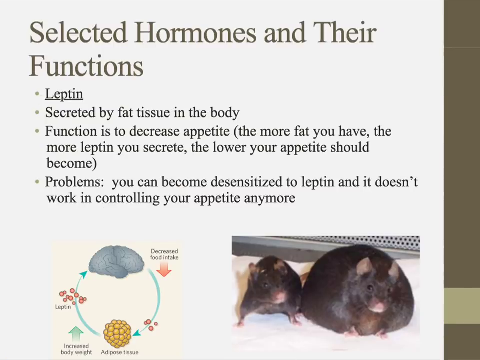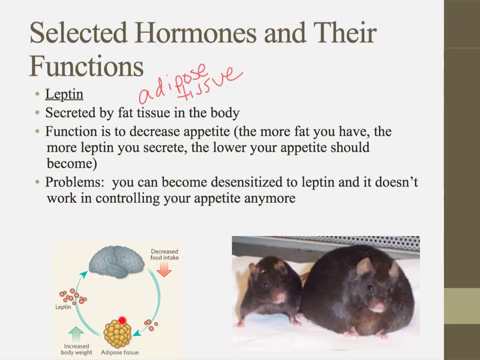Next up is the hormone called leptin. Leptin is actually produced and secreted by fat tissue, which is also known as adipose tissue, for those of you taking other courses where you're learning about these things. And leptin's job is to decrease your appetite, and that makes sense to me. The more fat you have, the less you should be eating, the less you need to eat.